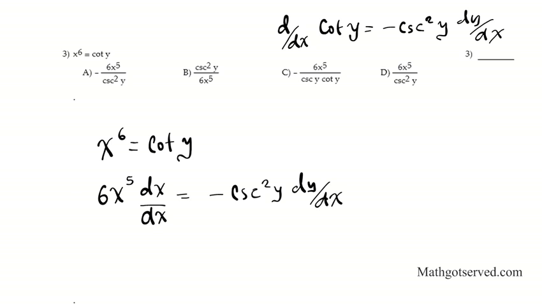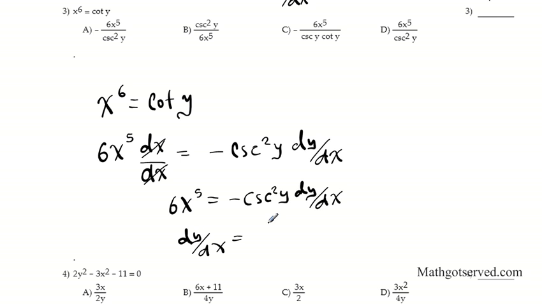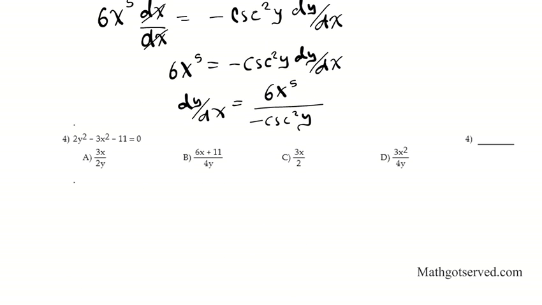Okay? So let's reduce this, and we're going to get dy/dx by itself. So this reduces to 1. So I have 6x to the 5th equals negative cosecant squared y dy/dx. If I divide both sides by negative cosecant squared y, I have dy/dx equals 6x to the 5th divided by negative cosecant squared y. Alright, so our answer is going to be option A.